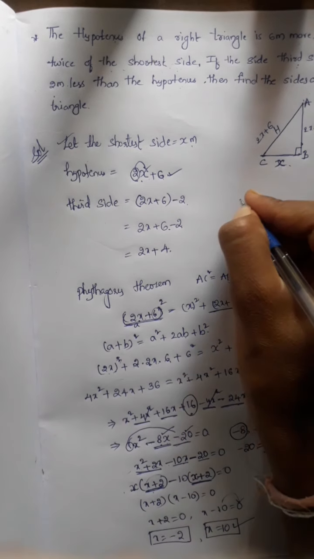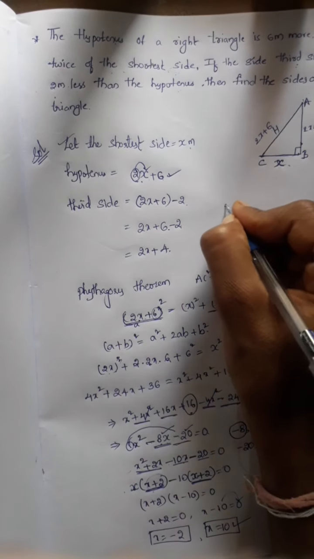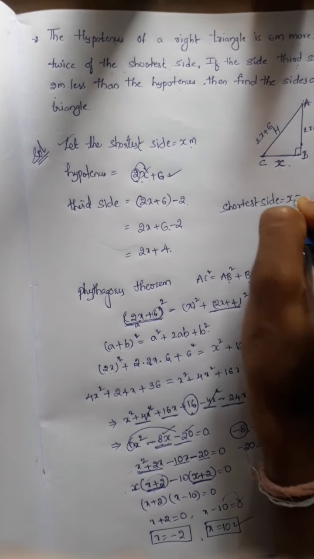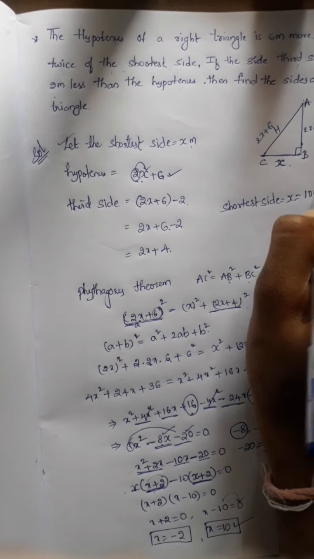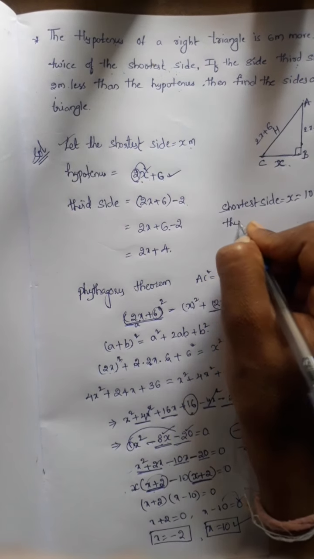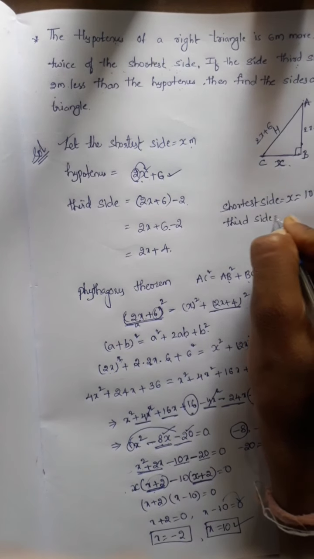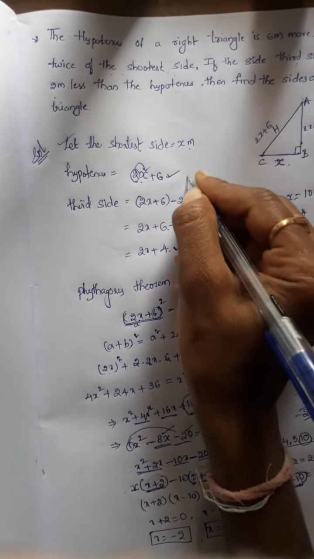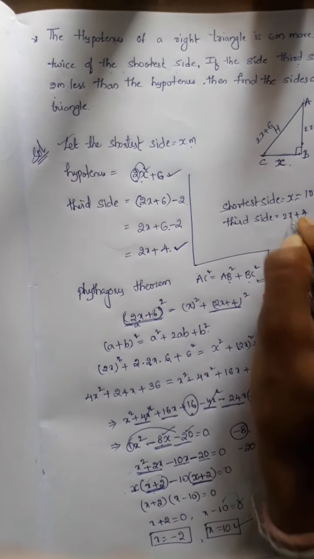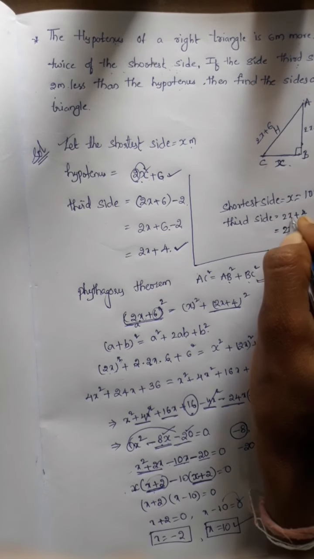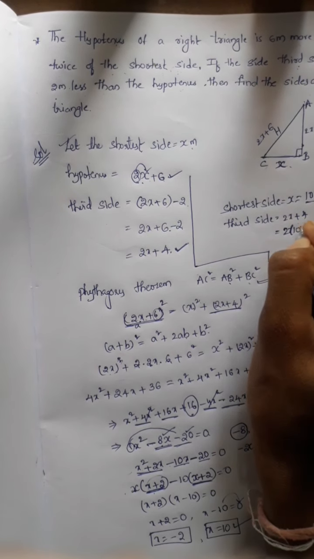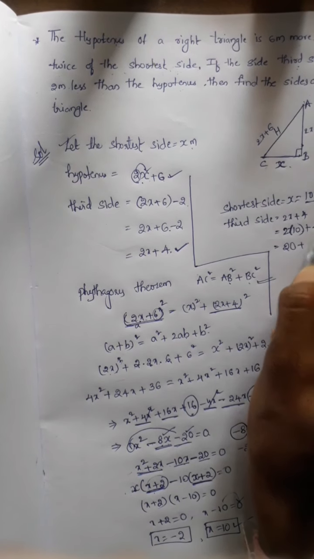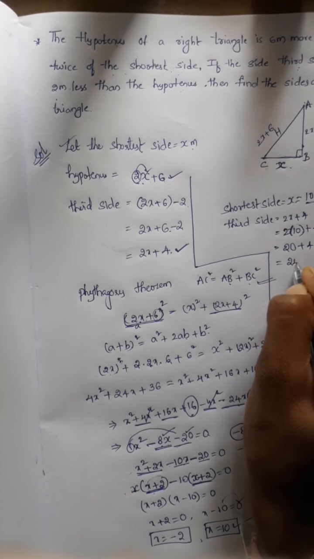Now we need to find out the sides, right? First, the shortest side. The shortest side is equal to x. That is what? 10 meters, right? And the third side. What is the third side actually? 2x plus 4, right? 2x plus 4. So in place of x we put 10 here. We substitute with 10. 2 tens are 20 plus 4. So that is 24 meters.